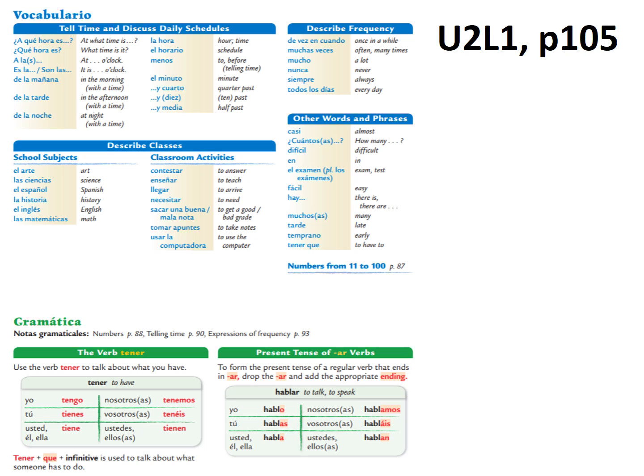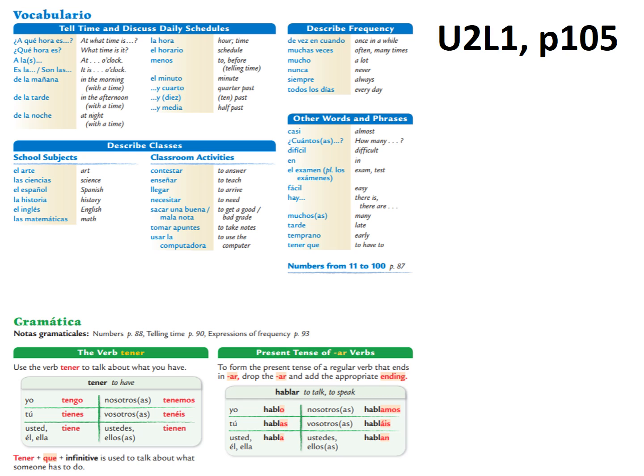Describe frequency. De vez en cuando, once in a while. Muchas veces, often, many times. Mucho, a lot. Nunca, never. Siempre, always. Todos los días, every day.